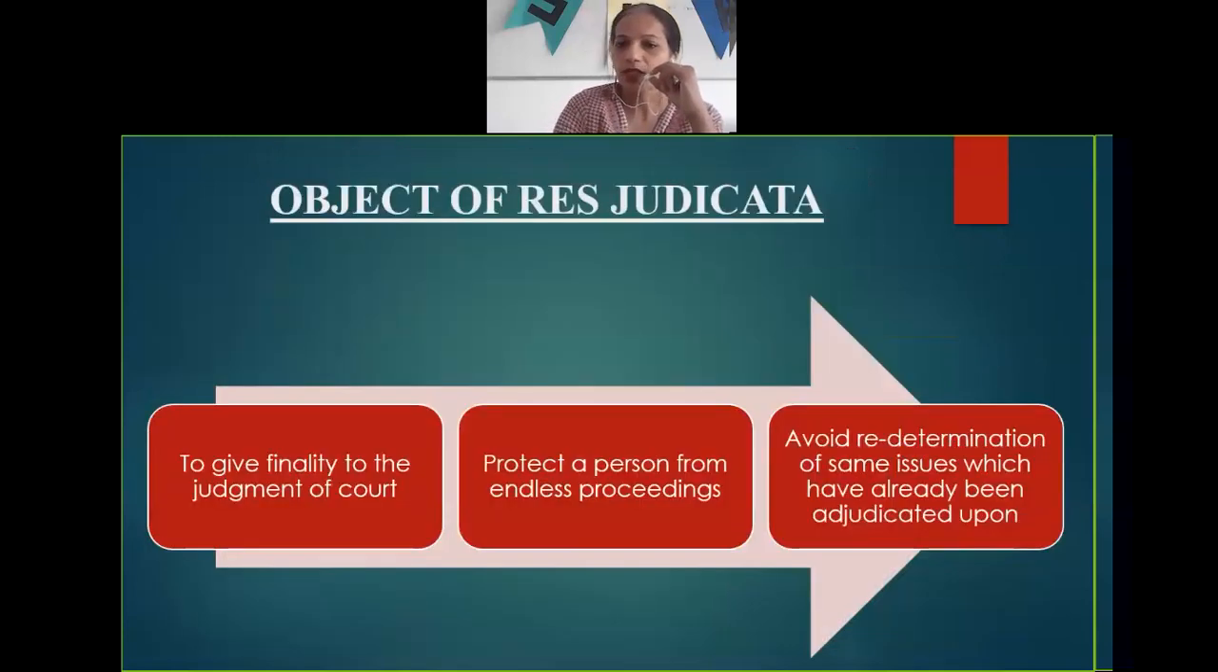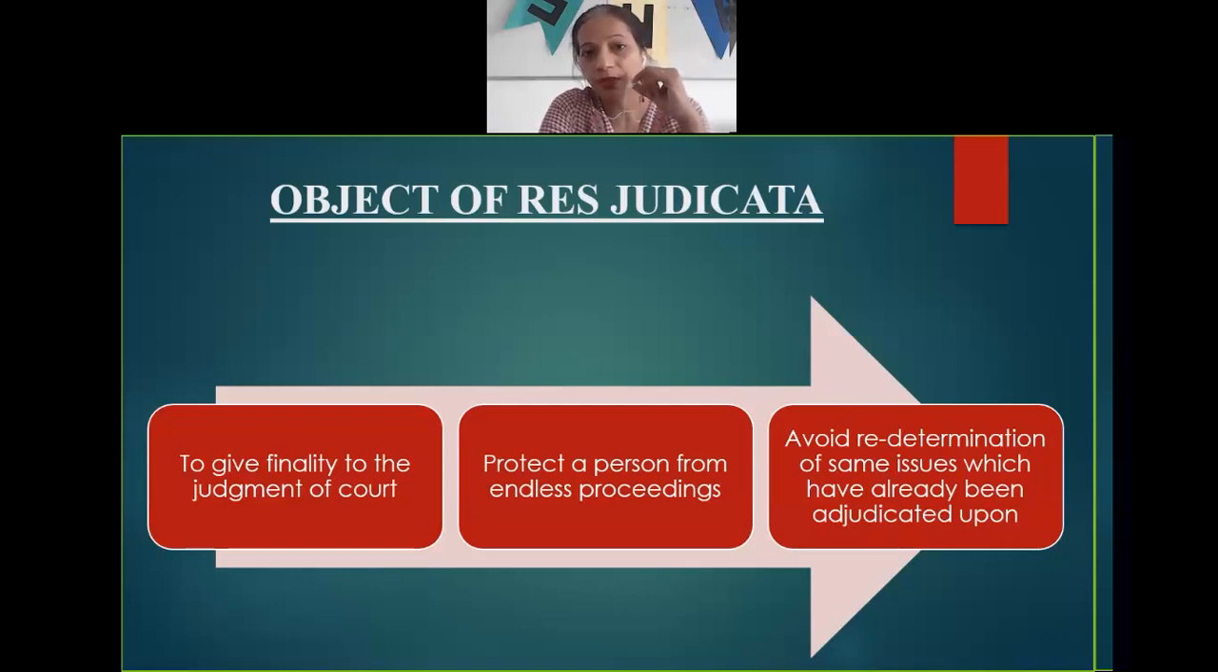Next is, what is the object of res judicata? As we have already discussed, we do not want to have a number of litigations against a particular party, and a number of litigations for the same cause by the same party for asking the same relief, and hence for the purpose of refraining such type of litigation so that there would not be any mental torture to a particular party, we are going through this rule of res judicata.